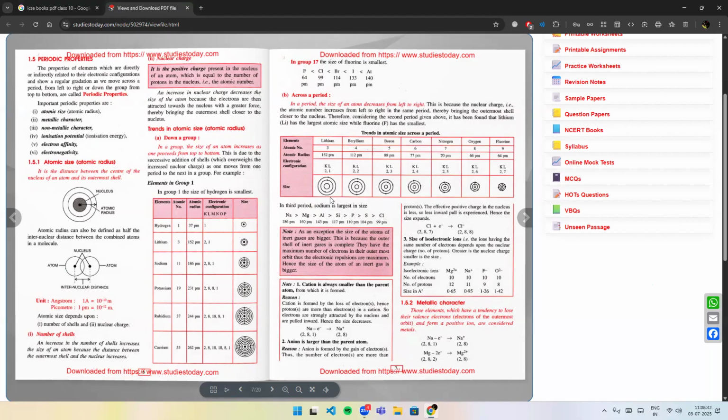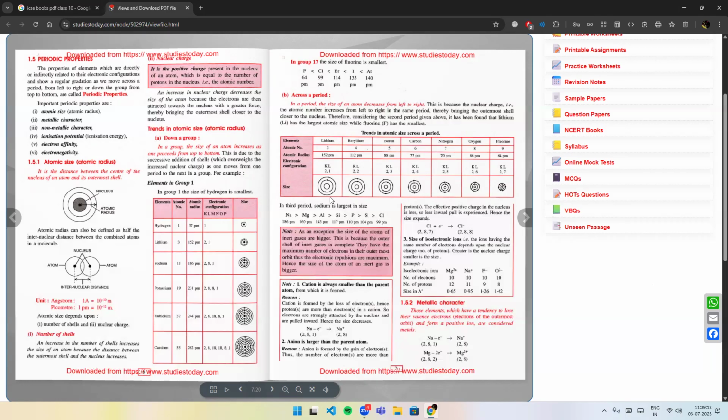Atomic size or atomic radius. It is the distance between the center of the nucleus of an atom and its outermost shell. Atomic radius can also be defined as half the internuclear distance between the combined atoms in a molecule. Unit: Angstrom. 1 Angstrom is equal to 10 to the power minus 10 meters. Picometer. 1 picometer is equal to 10 to the power minus 12 meter. Atomic size depends upon number of shells and nuclear charge.